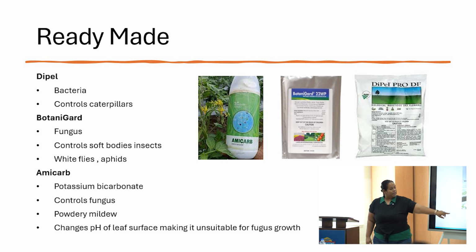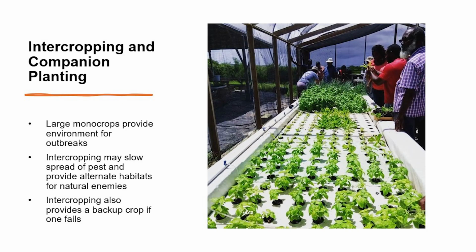Okay, so it said spraying with Dipel. Now, intercropping is basically when you put a little bit of safety nets in place. If you have only one crop and something comes in and attacks that one crop, you have nothing to sell, okay? Intercropping allows you to have a few eggs in your basket of different things, so have a few different baskets, but it also may slow the spread of pests.